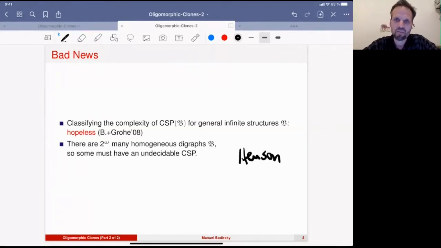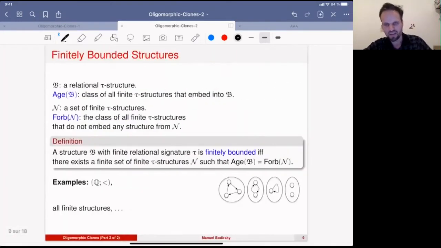So it seems that if you want to really hope for some systematic understanding, we have to throw in another assumption. Oligomorphicity alone is not enough. And the assumption in the context of CSPs, which is still very general, but makes things much nicer, is what we call finite boundedness. So let me describe this.